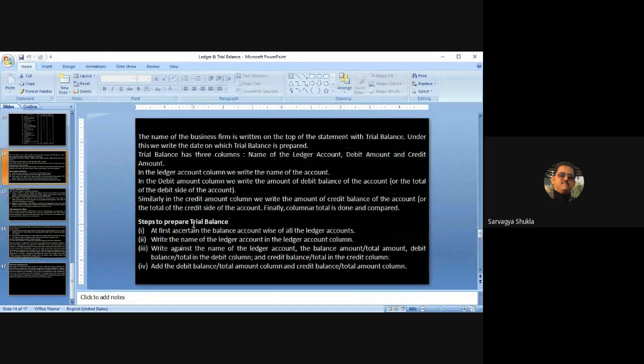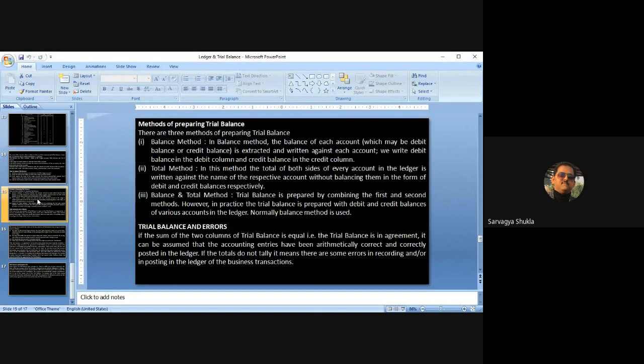Steps to prepare a trial balance. At first, ascertain the balance account-wise of all the ledger accounts. Write the name of the ledger account in the ledger account column. Write against the name of the ledger account the balance amount, that is, the debit balance amount in the debit column, and the credit balance amount in the credit column. Add the debit balance total amount column and the credit balance total amount column.